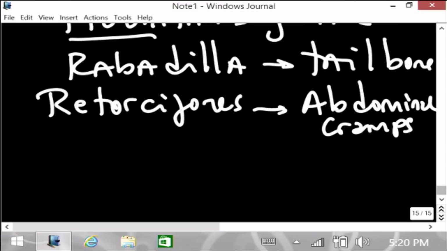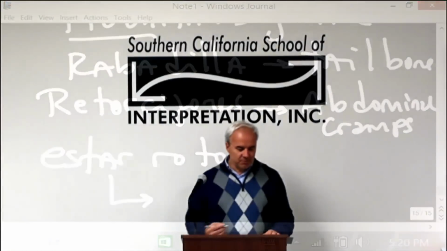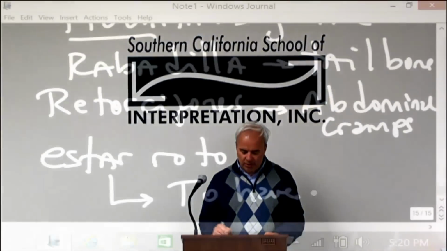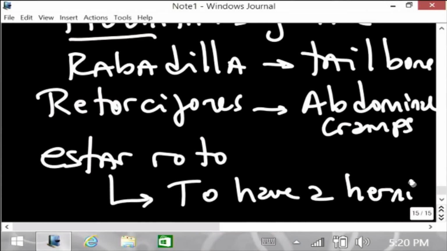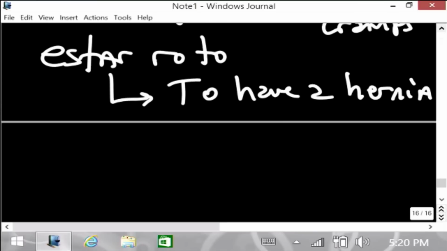Another one here that is really difficult. Está roto. When you say, for example, estoy roto, doctora, it doesn't mean that I'm broken. It refers specifically to have a hernia. So I have a hernia, estoy roto. That's what it means. Lots of terms.